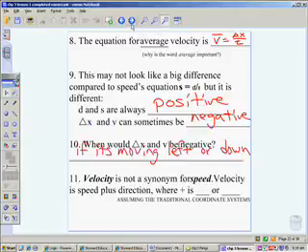So that's line number 10. If it's moving left or if it's moving down. So, line number 11. Velocity is not a synonym for speed. Velocity is speed plus direction. And the positive means that it's going right or going up. A negative velocity means that it's going down or to the left. Again, this is assuming the traditional coordinate system. Every once in a while, we'll have things reversed, and we'll have to keep that in mind when we interpret our results.